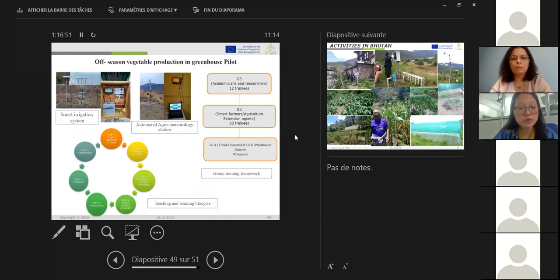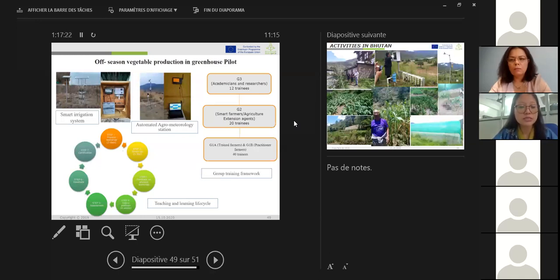We have also installed this automated agrometeorology station, which is connected to the server. Here we collect data on rainfall, temperature, humidity, and also the carbon dioxide level in the air. This is helping us get real-time data, and we know exactly, over a period of time, how much the temperature increases and decreases in the area where this agrometeorology station is installed.